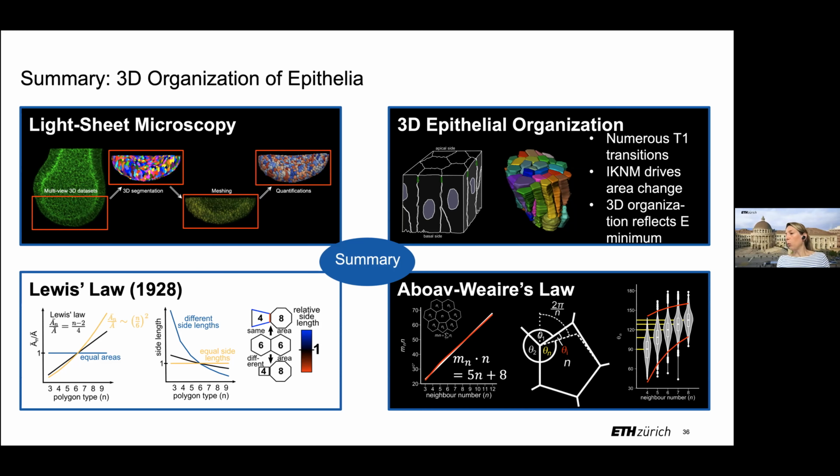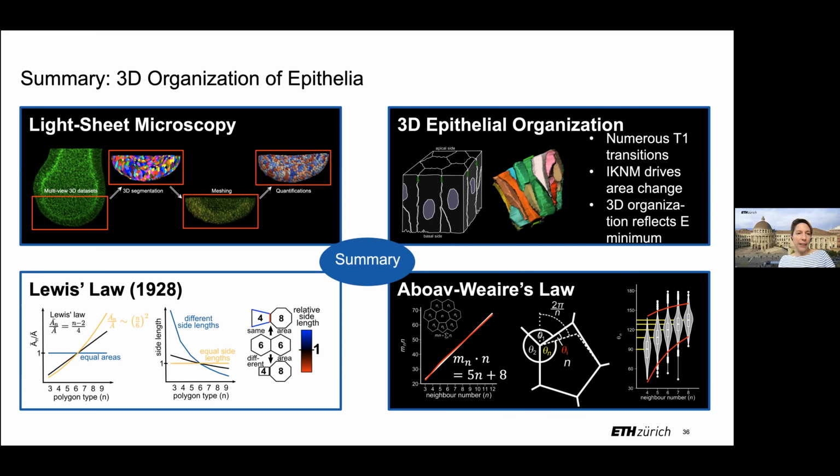And these two laws apply along the entire apical basal axis because the system is in mechanical equilibrium. So you have to have a balance of forces no matter where you slice. That's why we could slice everywhere effectively and always observe Lewis' law and Aboav-Weaire's law.